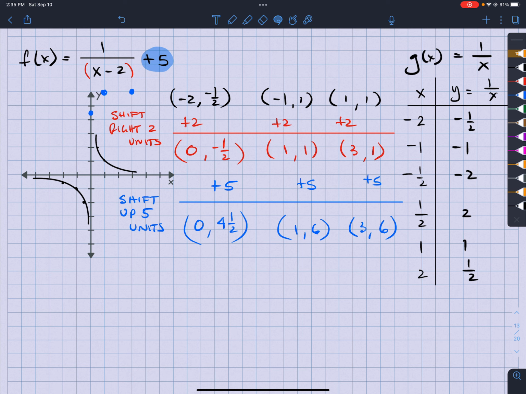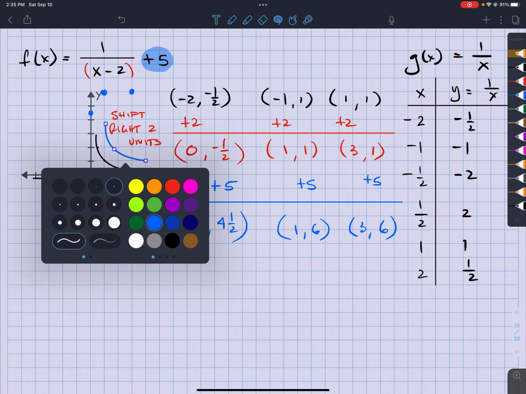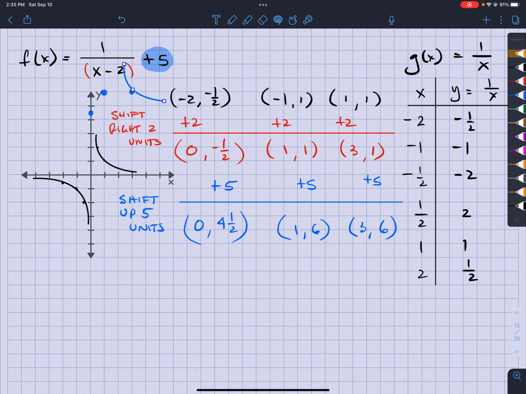So for example, one of the things is if I was to look at this right here, remember what I did? I shift right 2 units. So this whole thing right here shifted right 2 units, and then it went up 5 units. So I use 1, 1, shift right 2 units, and up 5 units. So this point right here went to here. So that means this piece right here is going right there.